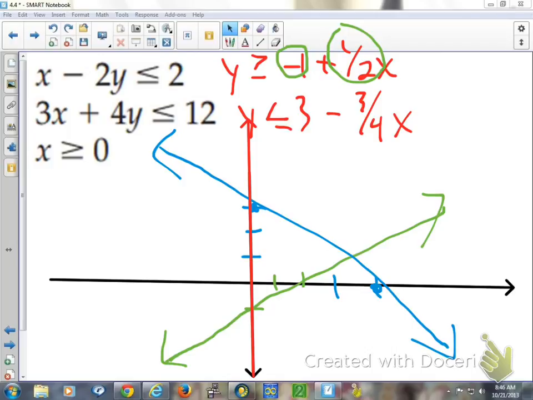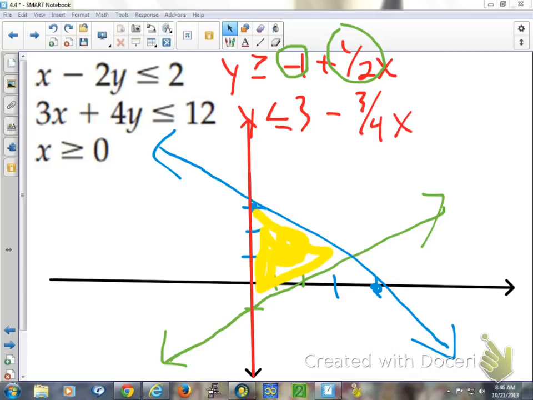Why are they to the left? Because x is greater. Oh, oops, I thought it said less than. So it'll be this triangle. Why would it be there? Because that is the only portion that is above the green, below the blue, and to the right of the red.